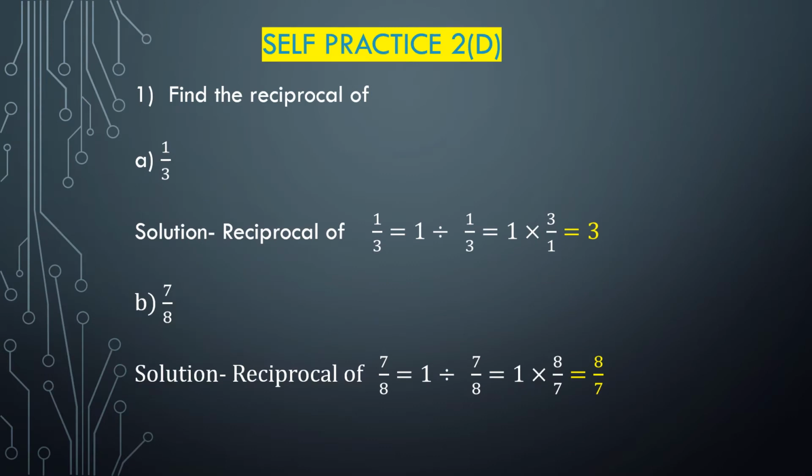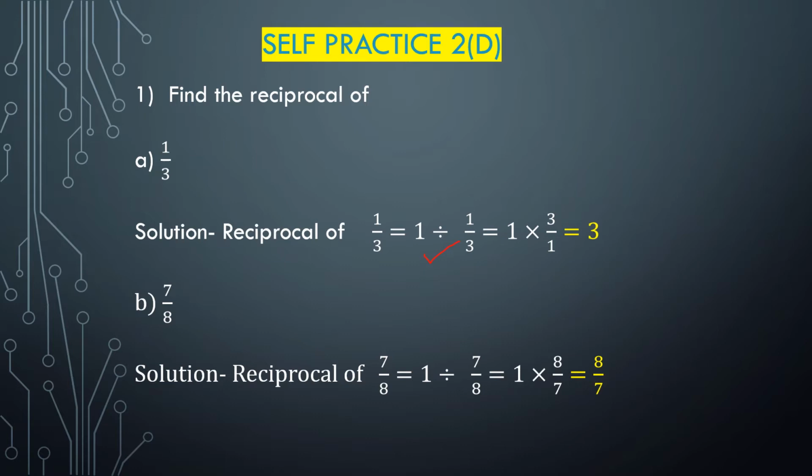Now we solve question number 1. Question number 1 is find the reciprocal of, first part A, 1 divided by 3. We have been given the fraction and we have to find the reciprocal of that fraction. We know the reciprocal of a fraction is 1 divided by that fraction. 1 divided by that fraction is 1 multiplied with the reciprocal of that fraction.